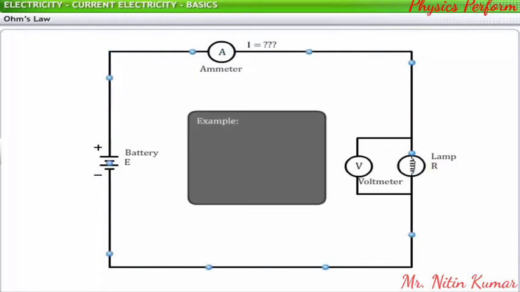Let us use an example to see how these equations help us analyze simple circuits. In the given circuit, there is only one source of voltage, a battery with 12-volt EMF, and only one element of resistance to current, a lamp with a resistance of 3 ohm. Using Ohm's law, you get the current in the wire as 4 ampere.